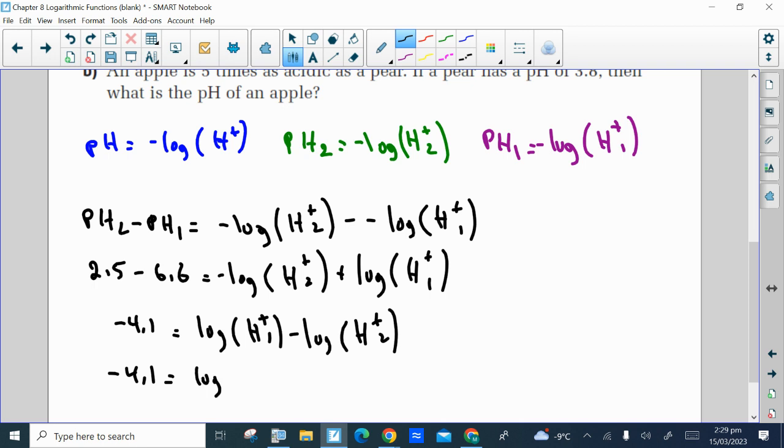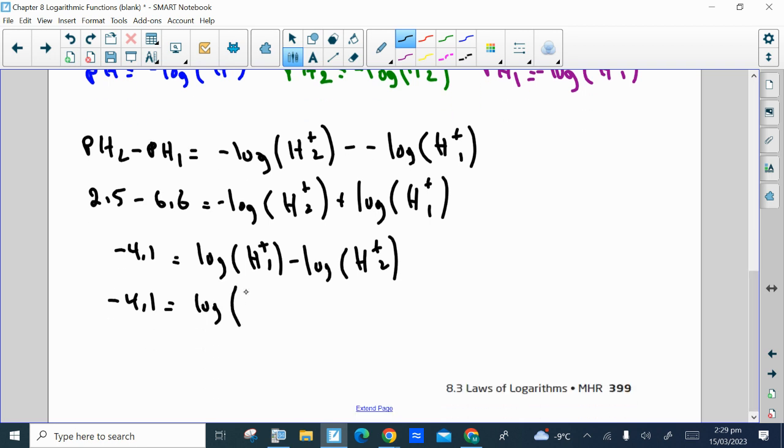So this will be the log of H positive 1 over H positive 2. Now, again, we will convert from logarithmic to exponential. And if you do that, you'll have 10 to the negative 4.1 equals H positive 1 over H positive 2.